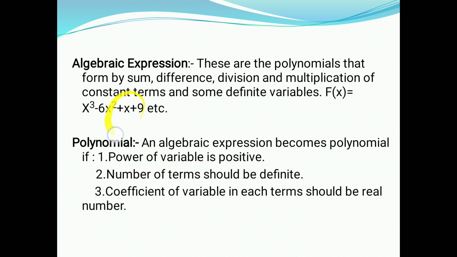Here, see, x has a coefficient 1, which is not needed to be mentioned. We assume that there is a 1 multiplying x. And in x square, minus 6 is there. In x cube, 1 is there. So all these are real numbers, right? So all the three conditions are satisfied. So we can say that f(x) is equal to this is a polynomial as well. Clear? Let's move on to the next topic.